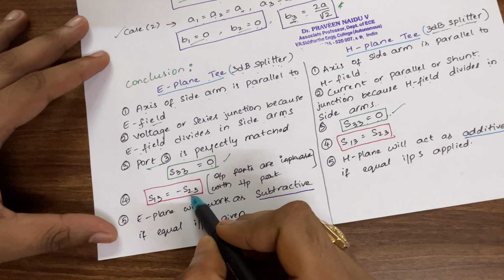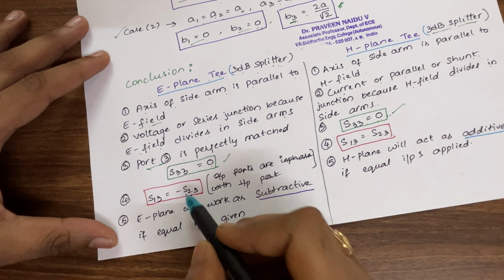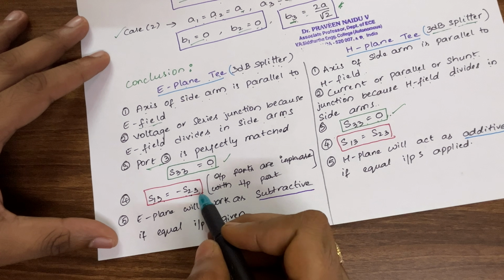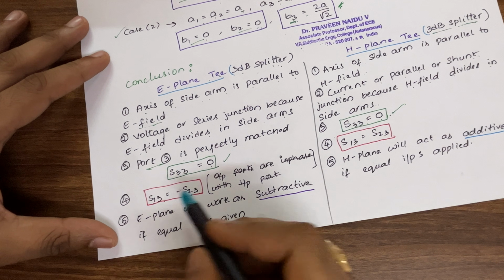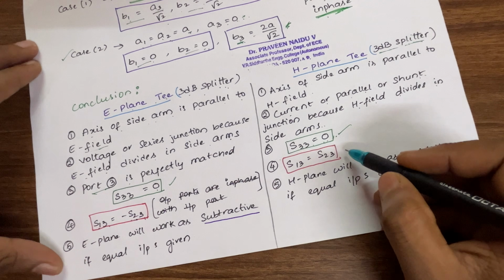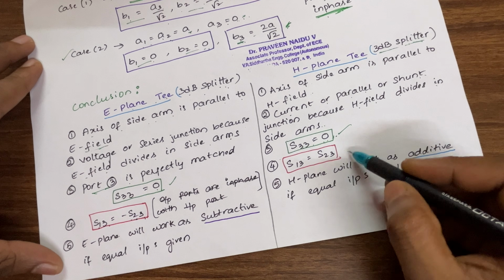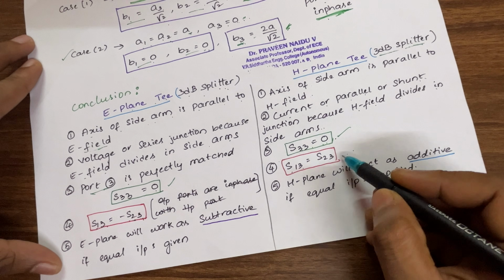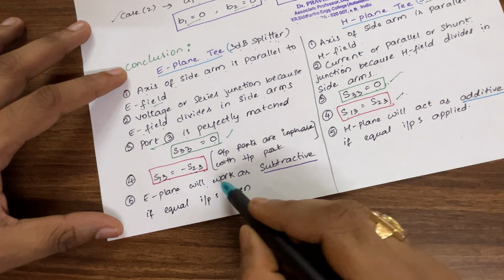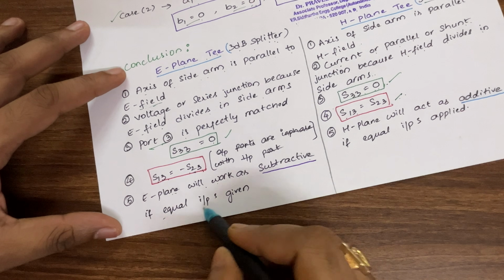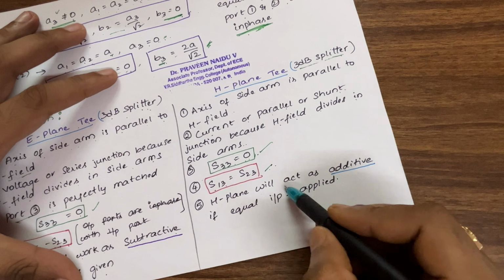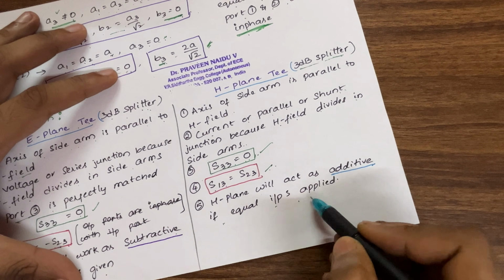In case of E-plane T, we have S13 is equal to minus S23, because we have in phase between 1 and 3 and out of phase between 2 and 3. That's why we have S13 is equal to minus S23. And in case of H-plane, both maintain in phase, so we get S13 is equal to plus S23. So in case of E-plane T, this can work as a subtractive if equal inputs are given. Similarly, in case of H-plane T, this will act as an additive if equal inputs are applied.